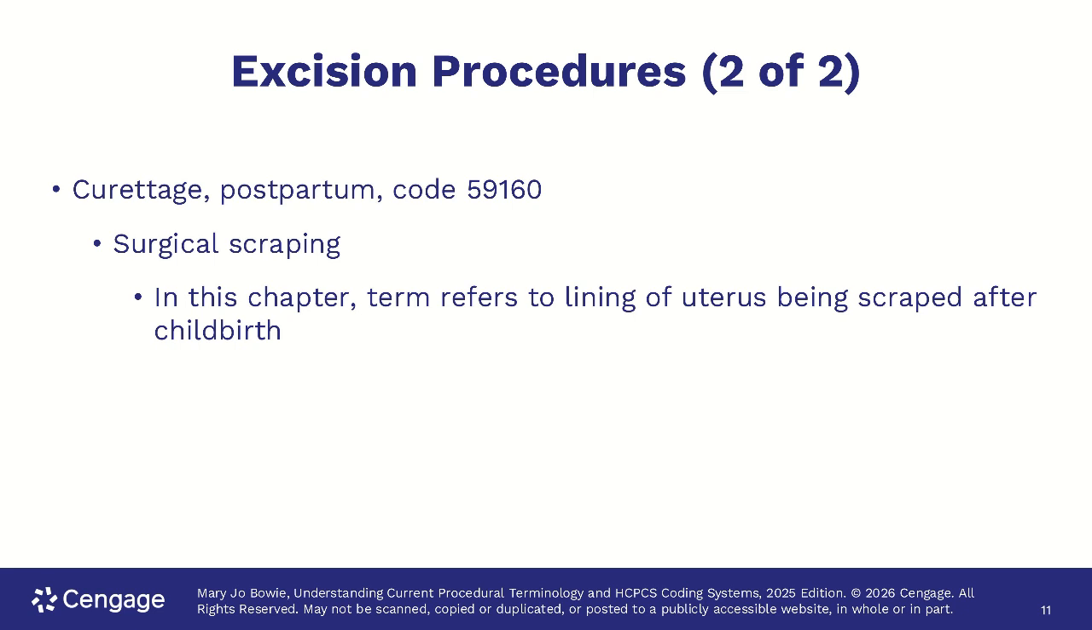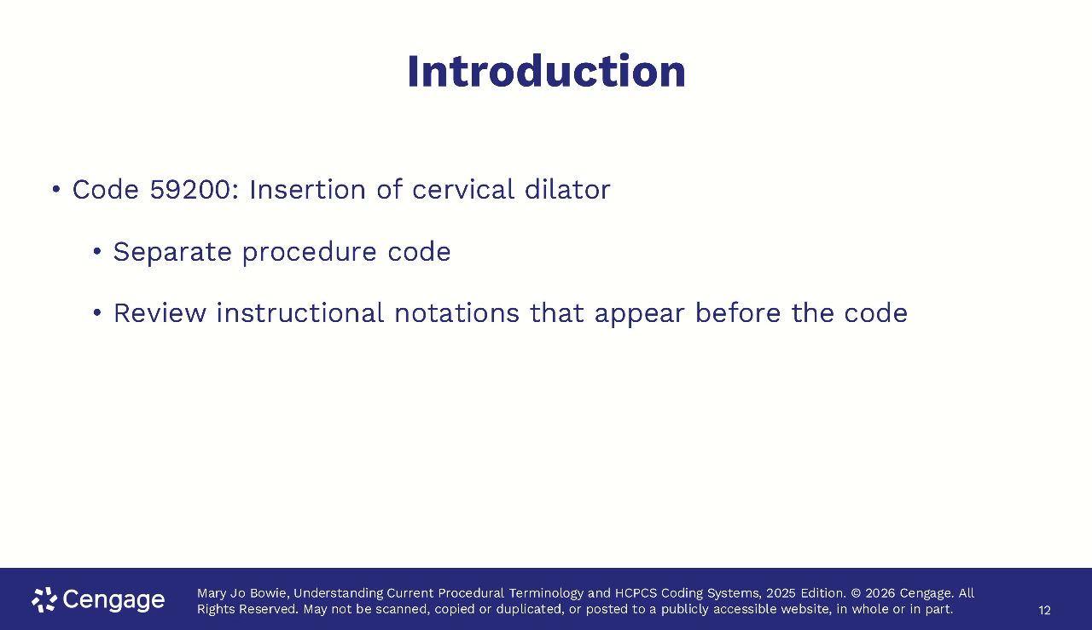Then we have curettage. And one thing I will tell you is that there's a curettage in the female genital system. This one here is curettage postpartum. A curettage is surgical scraping. And in this particular chapter, we're talking about surgical scraping of the endometrial lining of the uterus after childbirth.